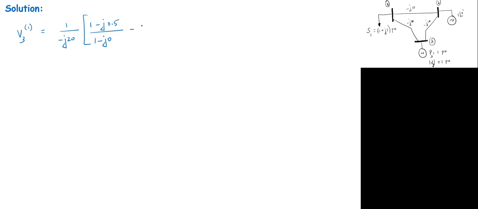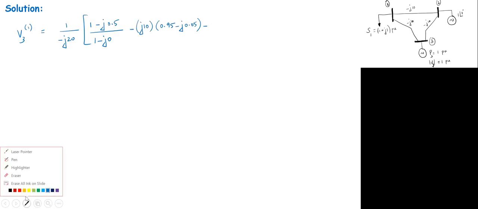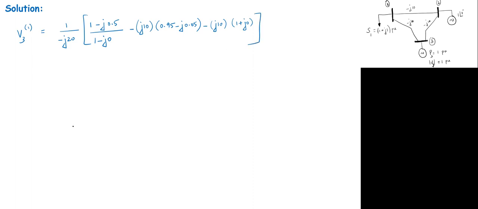So Y31 is J10, multiplied with V1 as a complex number that we found at the end of the first iteration, which is 0.95 minus J0.05 per unit, minus Y32 V2. Y32 is J10 and V2 is 1 plus J0 because this is the slack bus voltage. So we have everything that we need to solve for V3 of 1, and when we simplify this, we get V3 of 1's value to be 1 plus J0.025 in per unit.